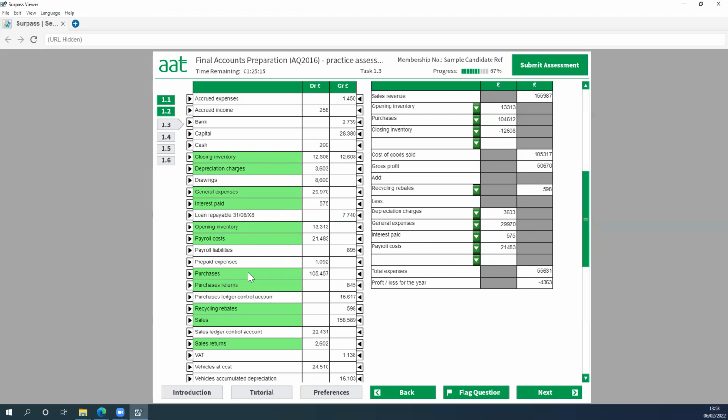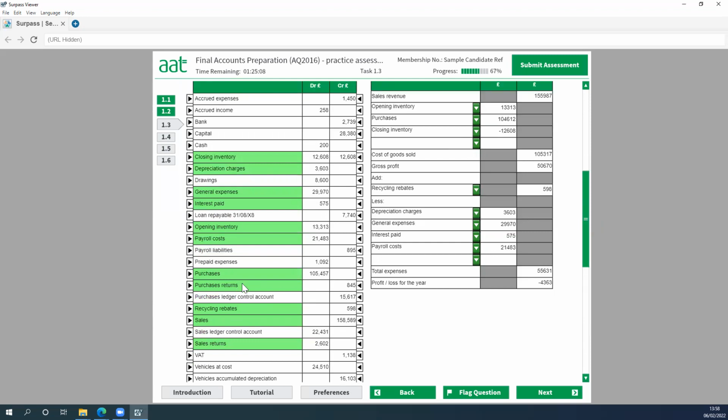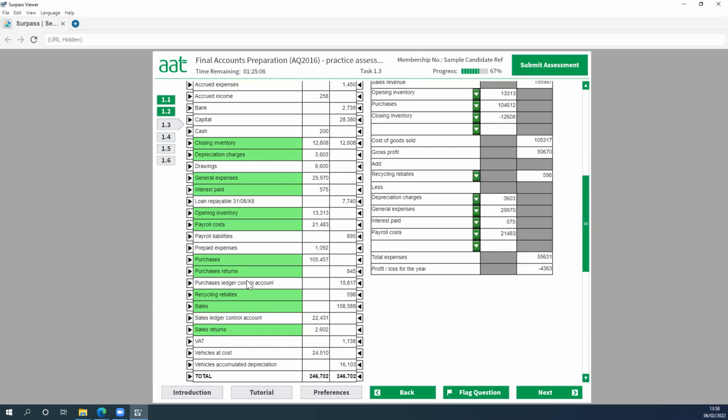Okay. And then we've got, what else? That's it in relation to our expenses. The rest of it looks like statement of financial position stuff. Okay, so we're going to add up all the expenses. That gives us 55,631. So they're not doing particularly well, are they?